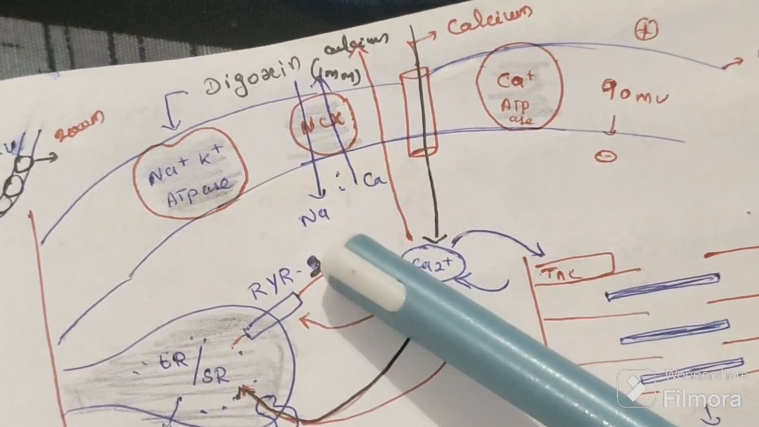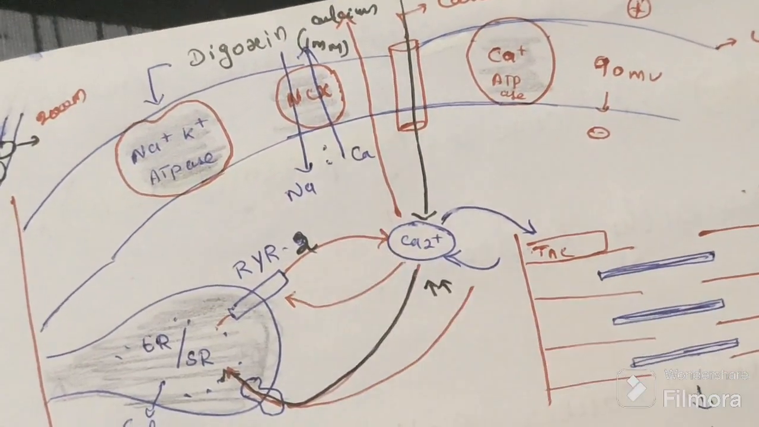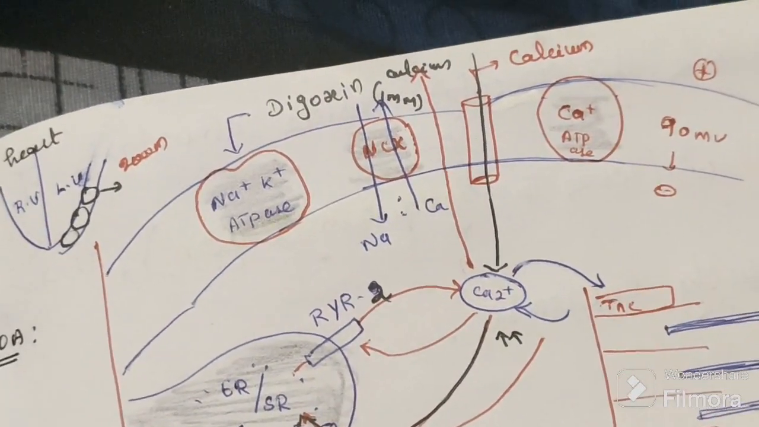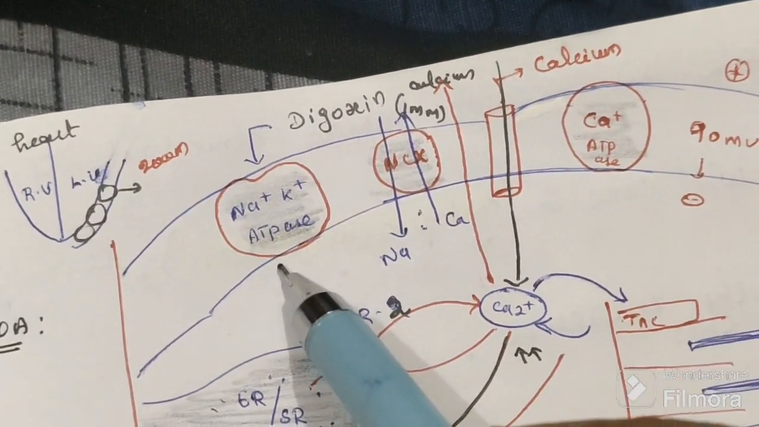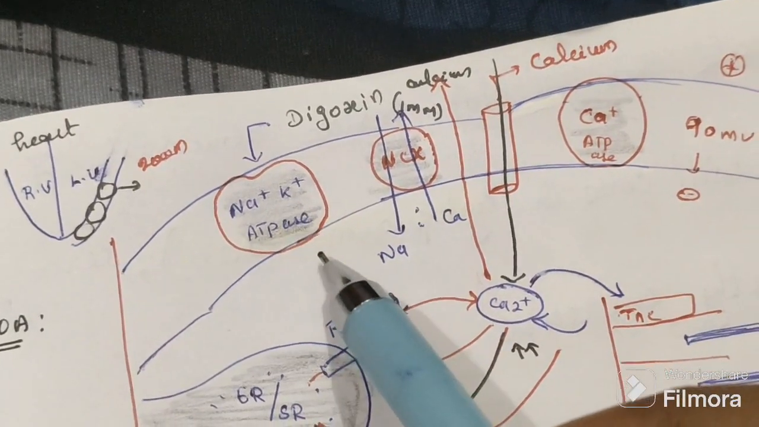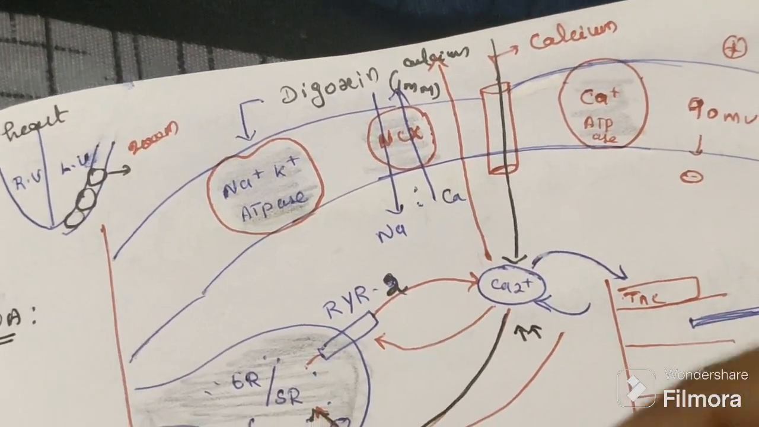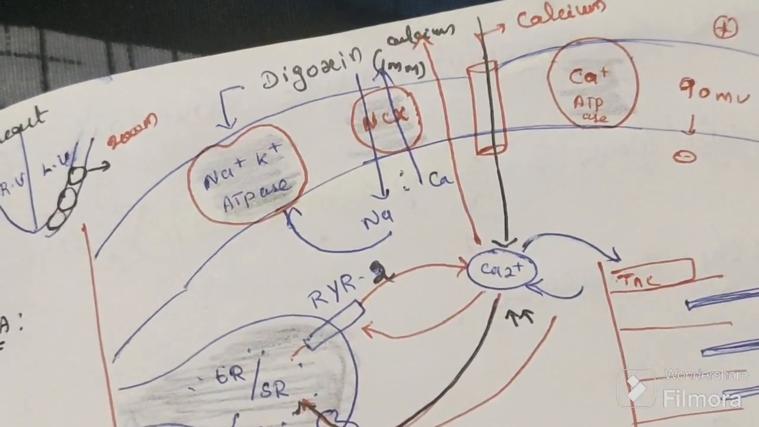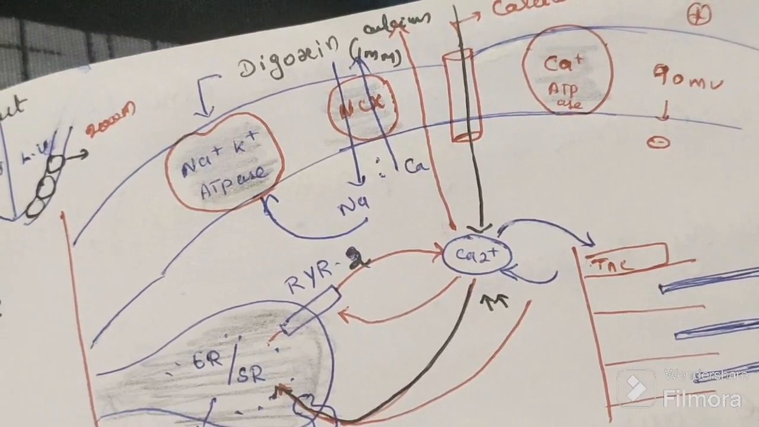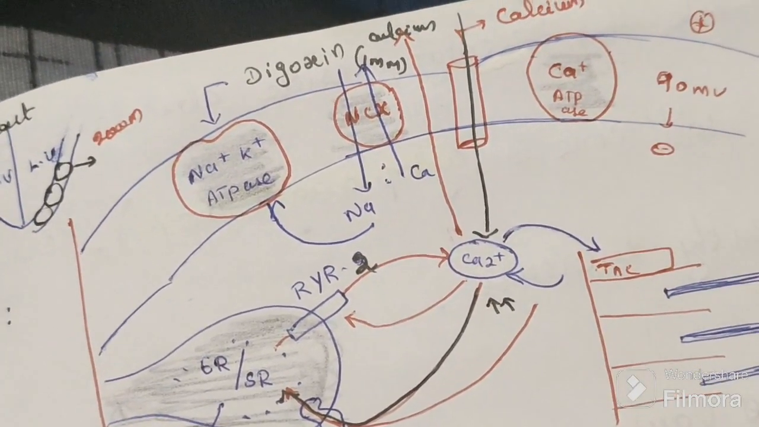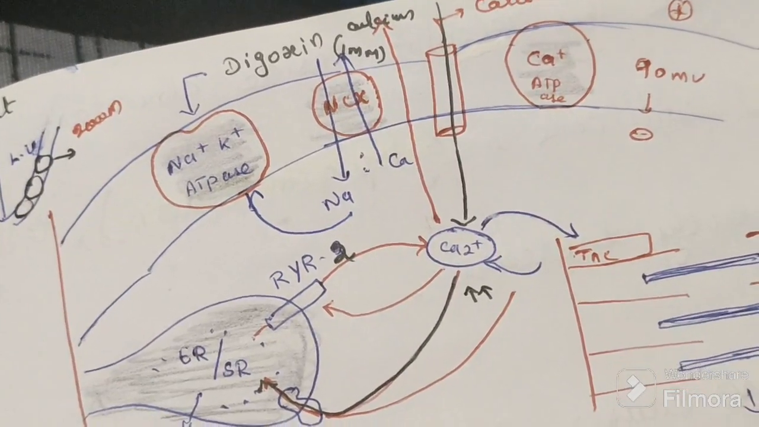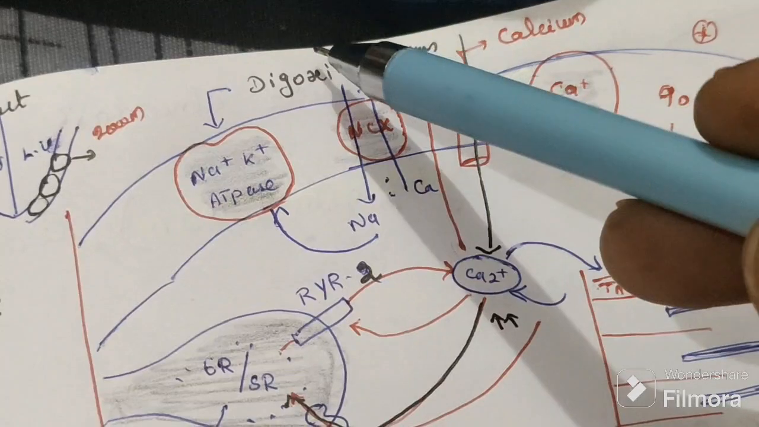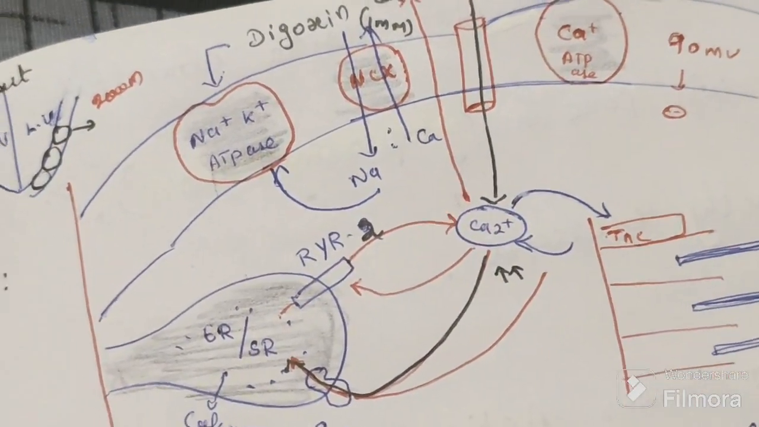What happens to that sodium? Once the sodium comes inside, there is one more transporter, the sodium potassium ATPase. Through this, sodium will go outside and potassium will come inside, so that diastole is done. Sodium goes outside and potassium comes inside.